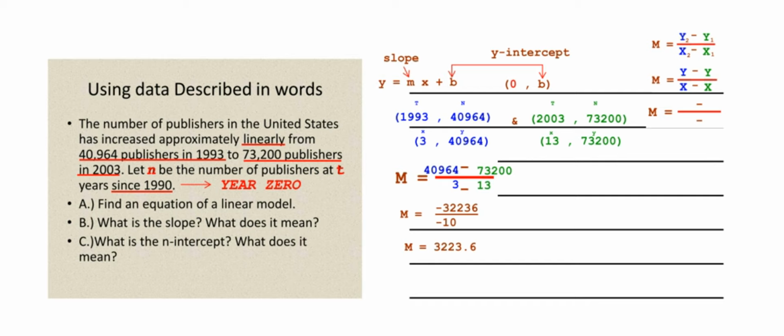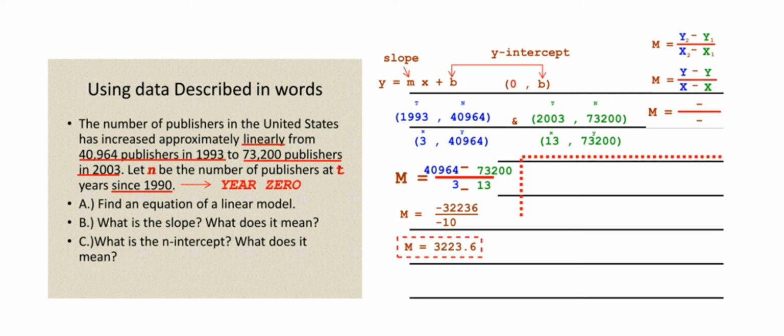This is where your calculator comes in really handy. Double check with your calculator. Make sure I got the right number. 3,223.6 is our slope. In other words, how it's changing. In this case, it's a positive, so it's increasing 3,223.6 publishers per year.